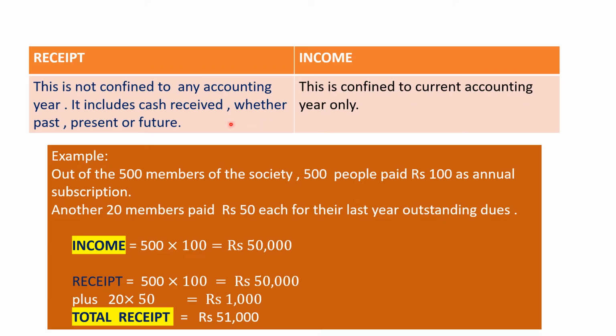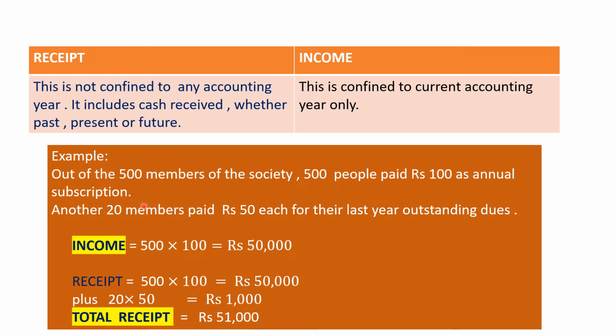Now the next point. Receipt is not confined to any accounting year. It includes cash received, whether it is the past year, the present year or the future year, we don't care. Cash is coming in, that is our receipt. But the income is confined to the current accounting year only. Here you cannot take past or future. This is the present year which will be calculated as income.